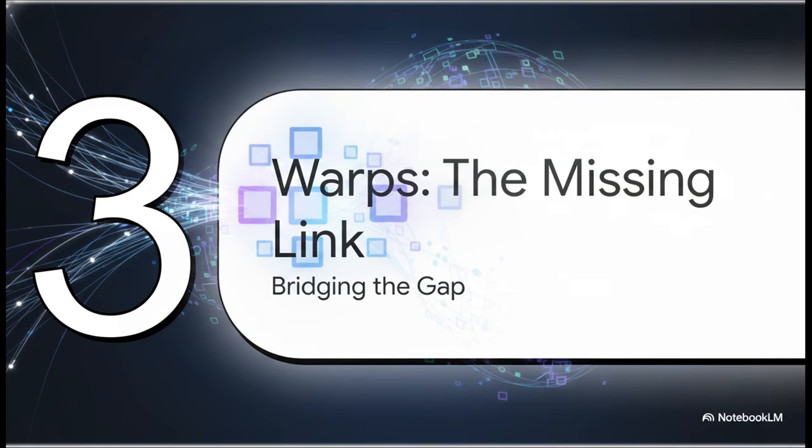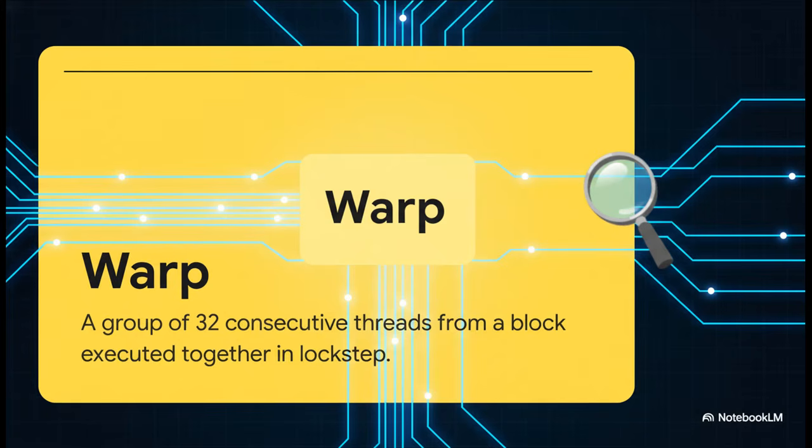Which leads us to part three, warps, the missing link. So what is the missing link? It's something called a warp. Now, you won't explicitly write a warp in your standard code, but it is exactly how the hardware manages your threads. A warp is just a group of 32 consecutive threads from a block that the hardware bundles together. The GPU then takes this bundle and executes it in lockstep, meaning all 32 threads execute the exact same instruction at the exact same time, just on different pieces of data.